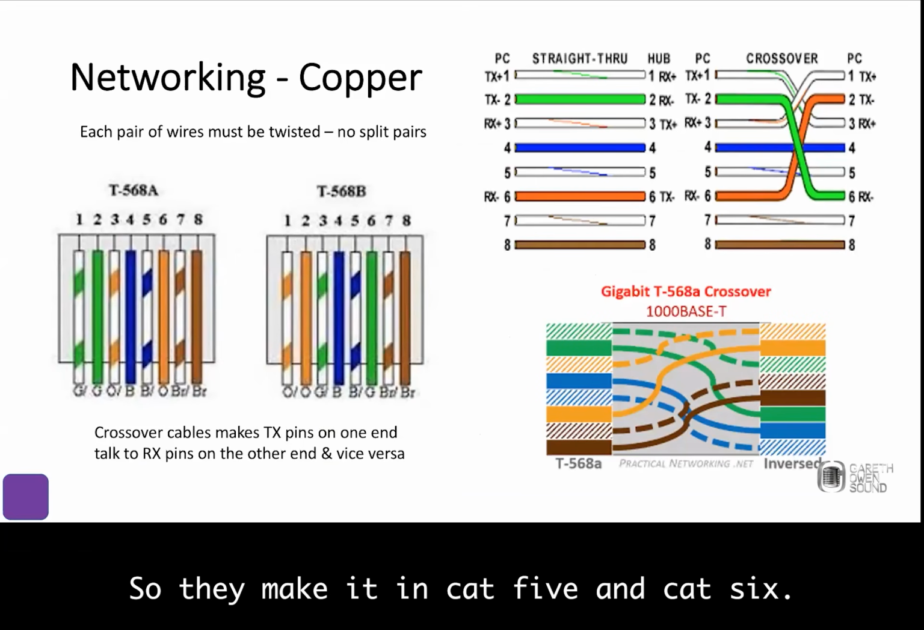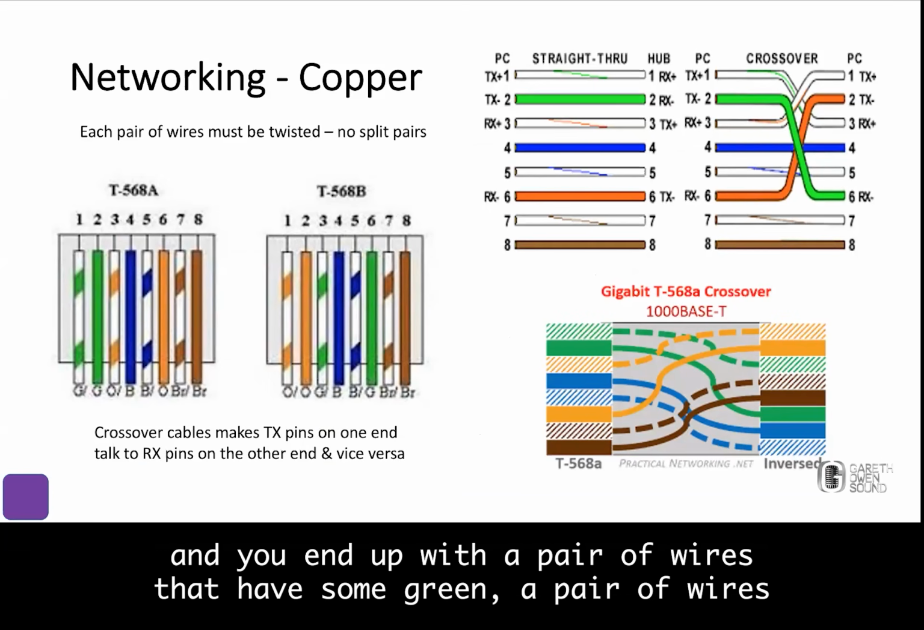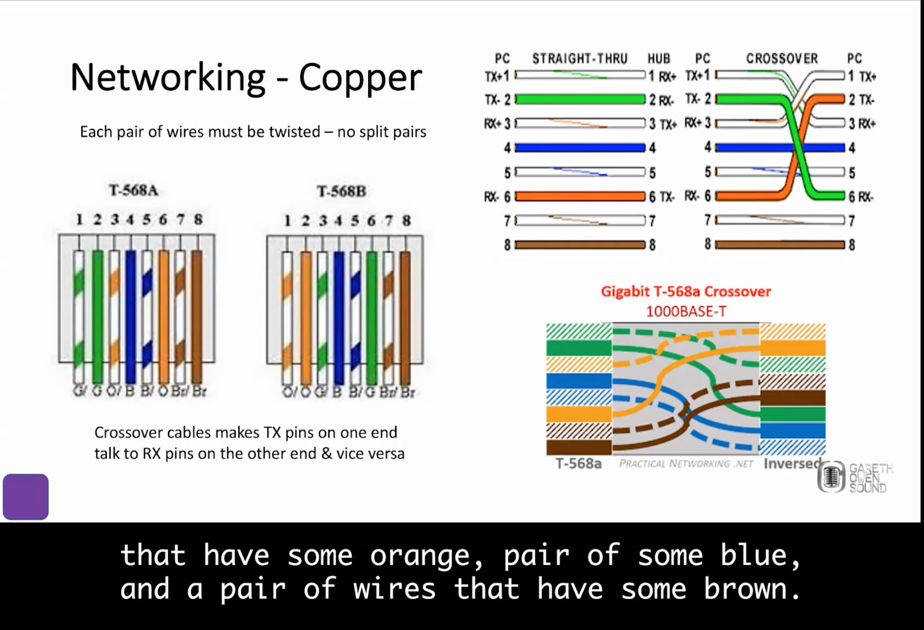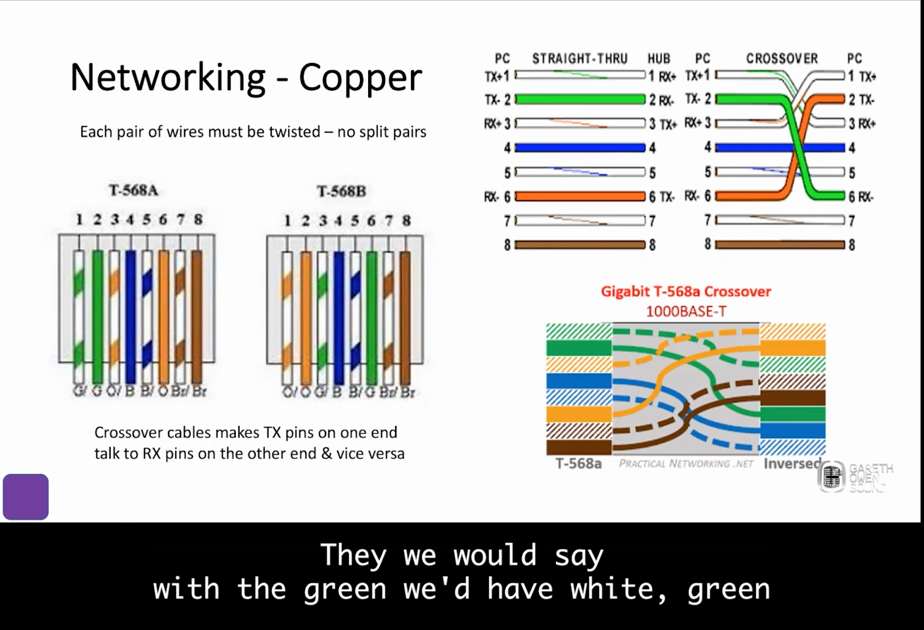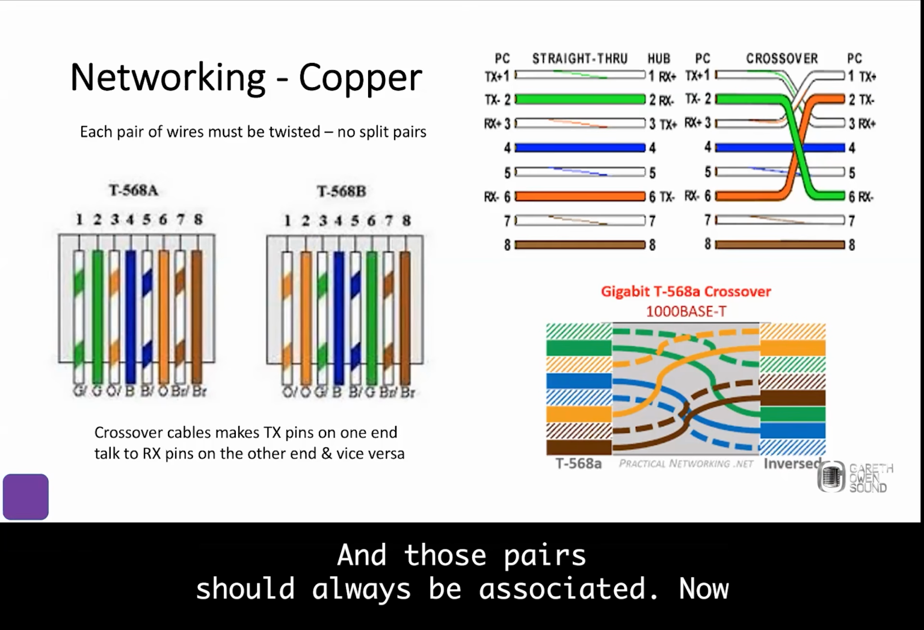So they make it in Cat 5 and Cat 6 mostly, they try to color code the cables. And you end up with a pair of wires that have some green, a pair of wires that have some orange, a pair of wires that have some blue, and a pair of wires that have some brown. We would say with the green, we'd have white-green and green-white, orange and orange. And those pairs should always be associated.